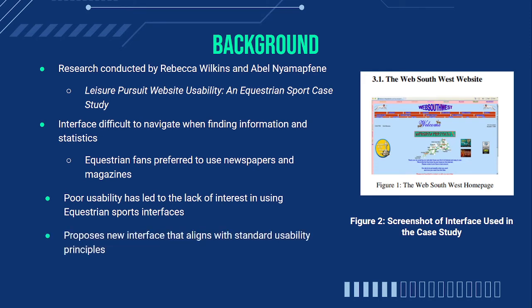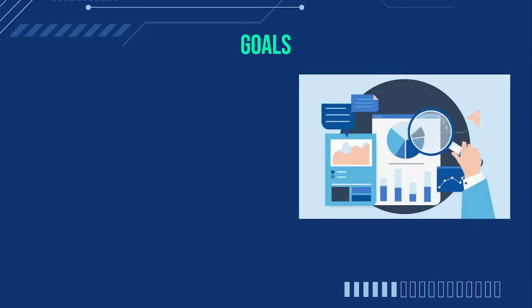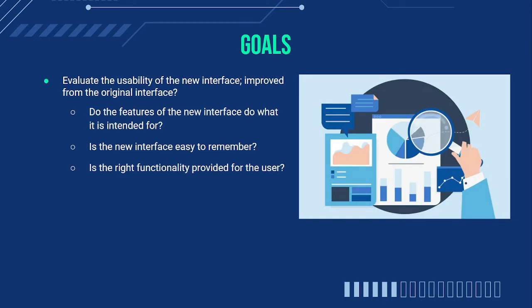The article concludes that minimal cost is needed in applying usability principles and proposed a new interface that is more appealing and easier to navigate. This was achieved through conducting a thorough usability analysis, including systematically going through Nielsen's design principles to see if they are met. The goal for the experiment revolves around evaluating the usability of the new interface and seeing if it has been improved from that of the original interface.